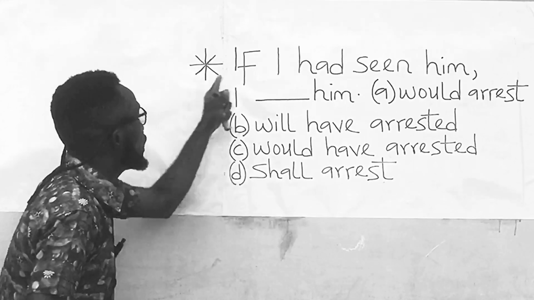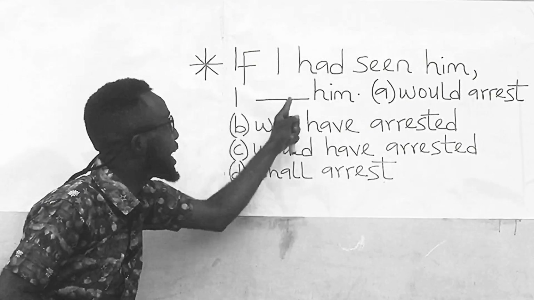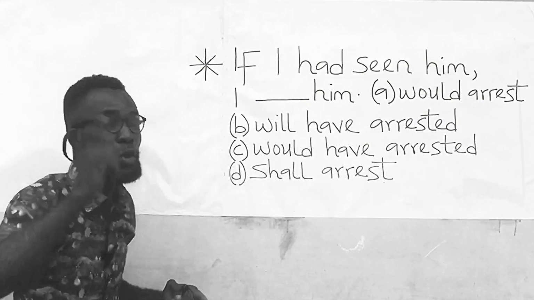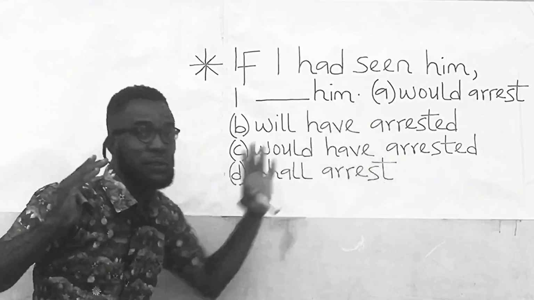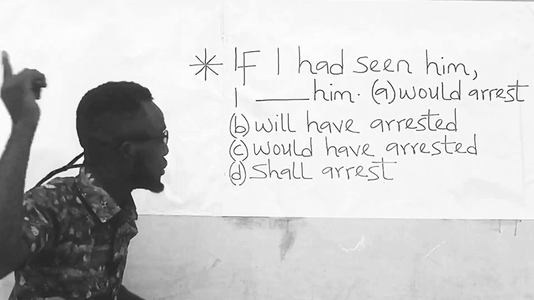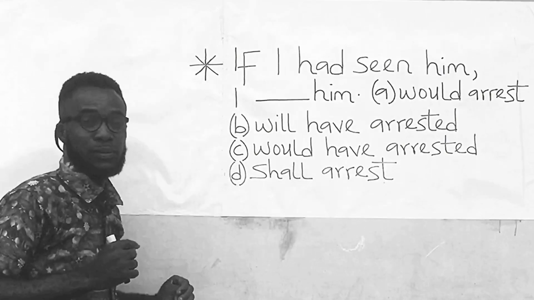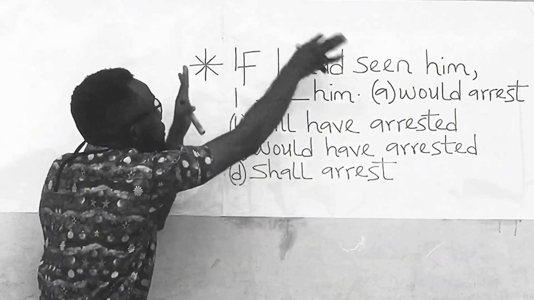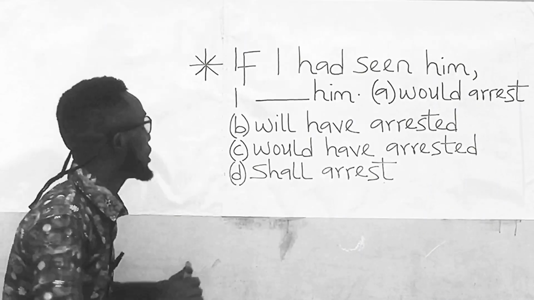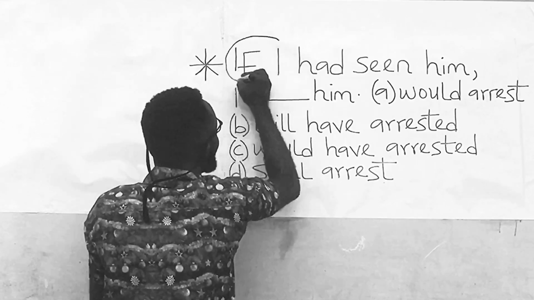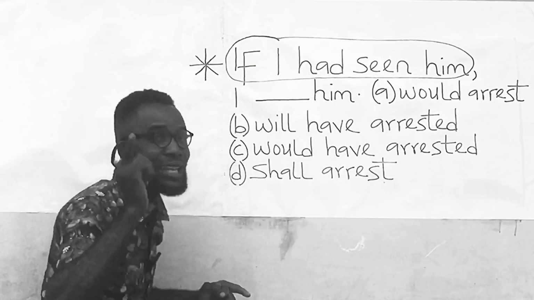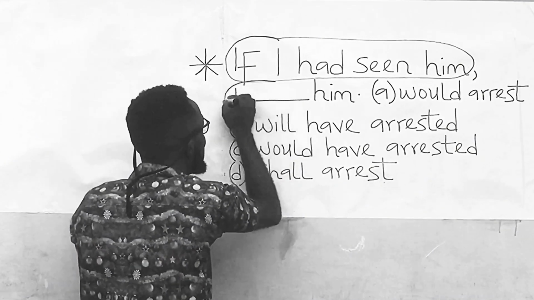It reads, if I had seen him, I dash him. Option A, would arrest. Option B, will have arrested. Option C, would have arrested. And option D, shall arrest. If I divide this if statement into 2 parts, I will have the first part, if I had seen him, and the second part, I dash him.